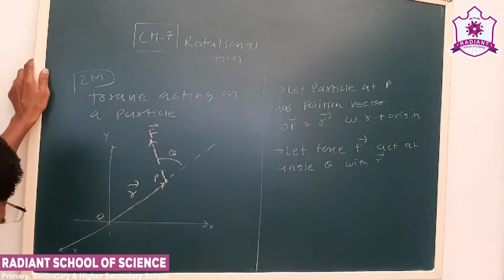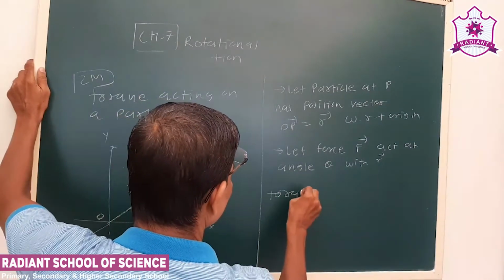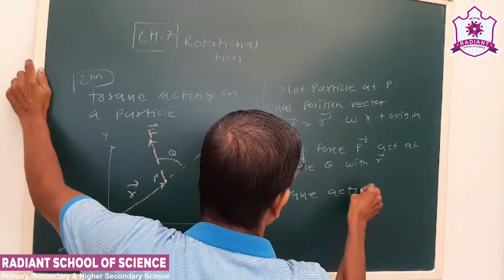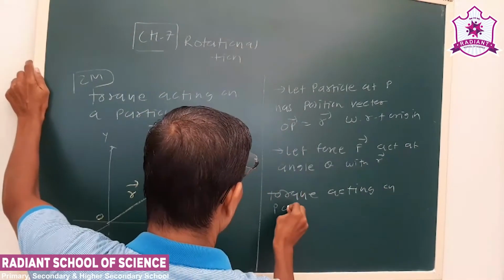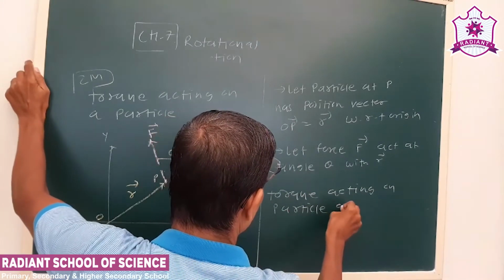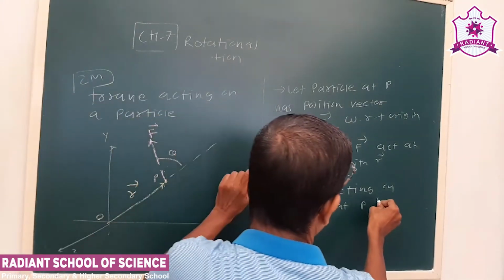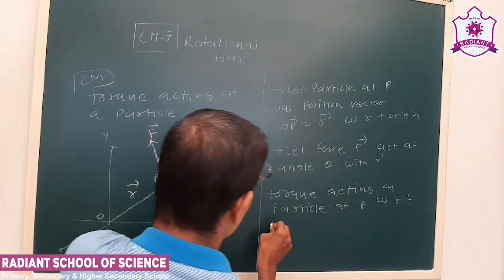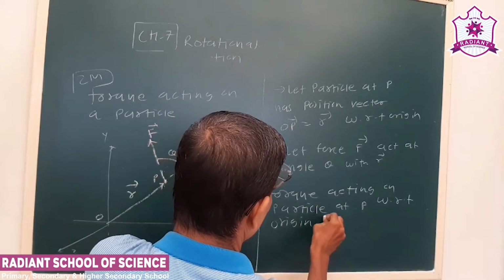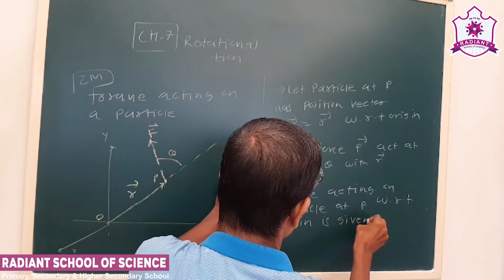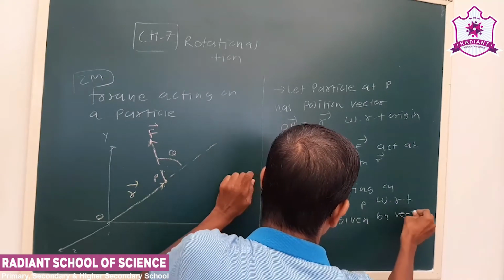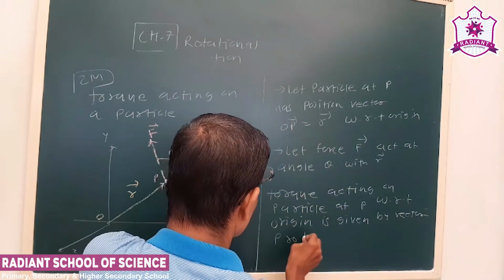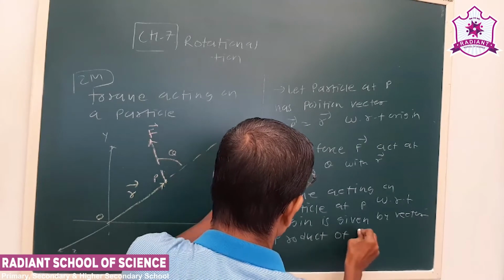So the torque acting on a particle at P with respect to origin is given by the vector product of r and F.